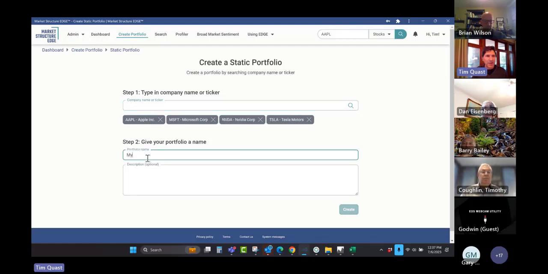You can call it My Stocks. And you can come down, hit tab. If you wanted to describe what's in there, put a little description, you hit create. Now you got a portfolio. It's not more complicated than that.